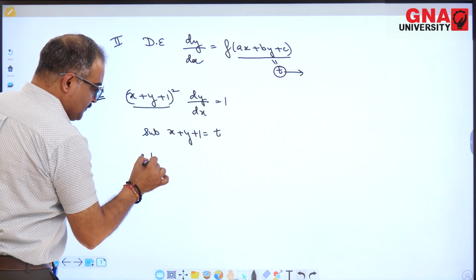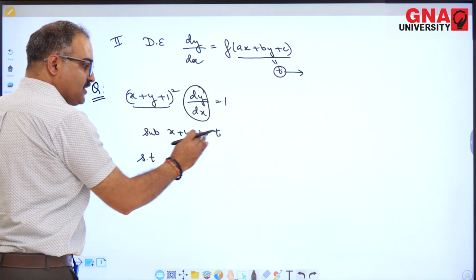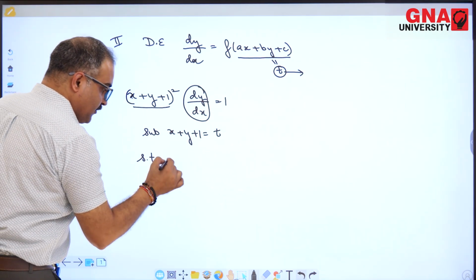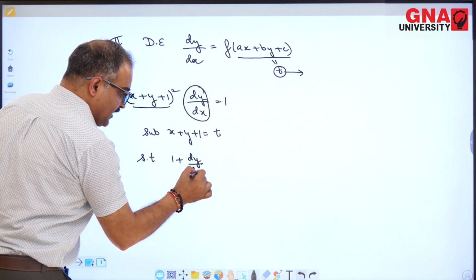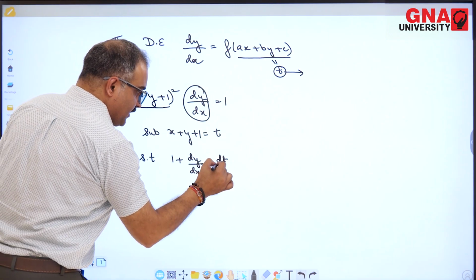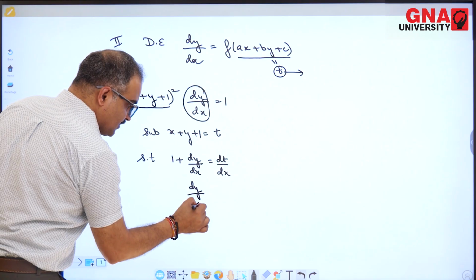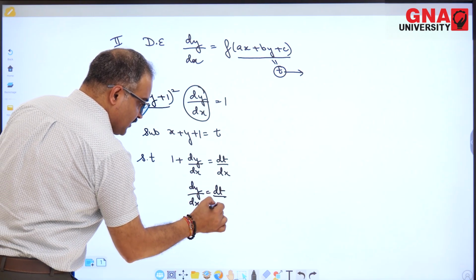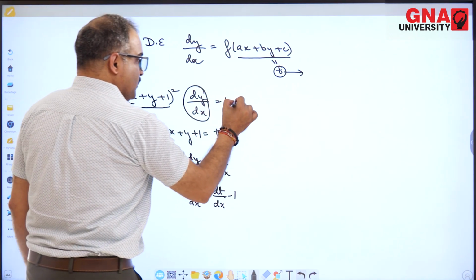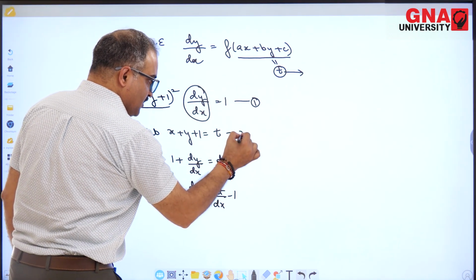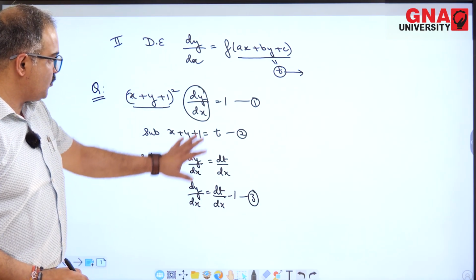Now since we are having a derivative of y with respect to x, we'll differentiate this equation with respect to x. So derivative of x will be 1, derivative of y will be dy by dx, derivative of constant will be 0, and dt by dx. So dy by dx is equal to dt by dx minus 1. Let it be equation 1, and this is substitution 2, this is my third. Now I'll substitute the value of equation number 3 in equation number 1.